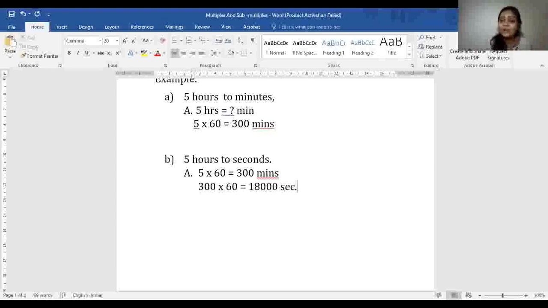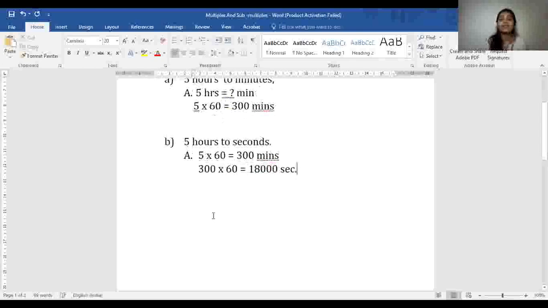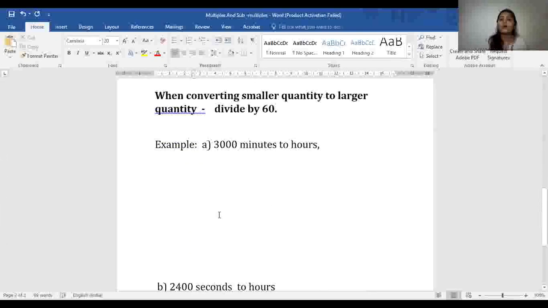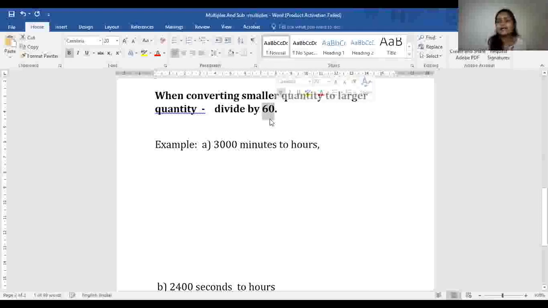So always remember, whenever you are converting larger quantities, you have to multiply it with 60. But if you are asked to convert hours directly to seconds, you cannot directly jump to seconds. You have to first convert hours to minutes, then minutes to seconds. Then we have one more example. When we have to convert a smaller quantity to a larger one, that means seconds to hours, at that time we are going to divide the smaller quantity by 60. There we were multiplying the larger quantity by 60, and here we are dividing the smaller quantity by 60.